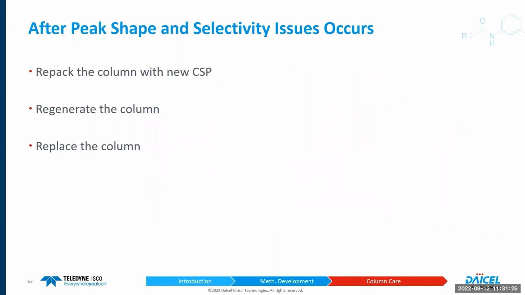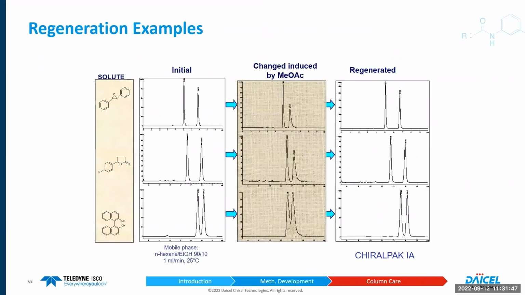So as I mentioned, replacing it, repacking it, if these issues start to take place, you can, if it's caught early enough, regenerate the column, which we have some procedures to do. But again, oftentimes the CSP or the entire column needs to be replaced if this is not caught early enough and rectified. Regeneration basically is just taking the columns and running them through a regeneration procedure that will allow you to restore the function to the initial column performance.